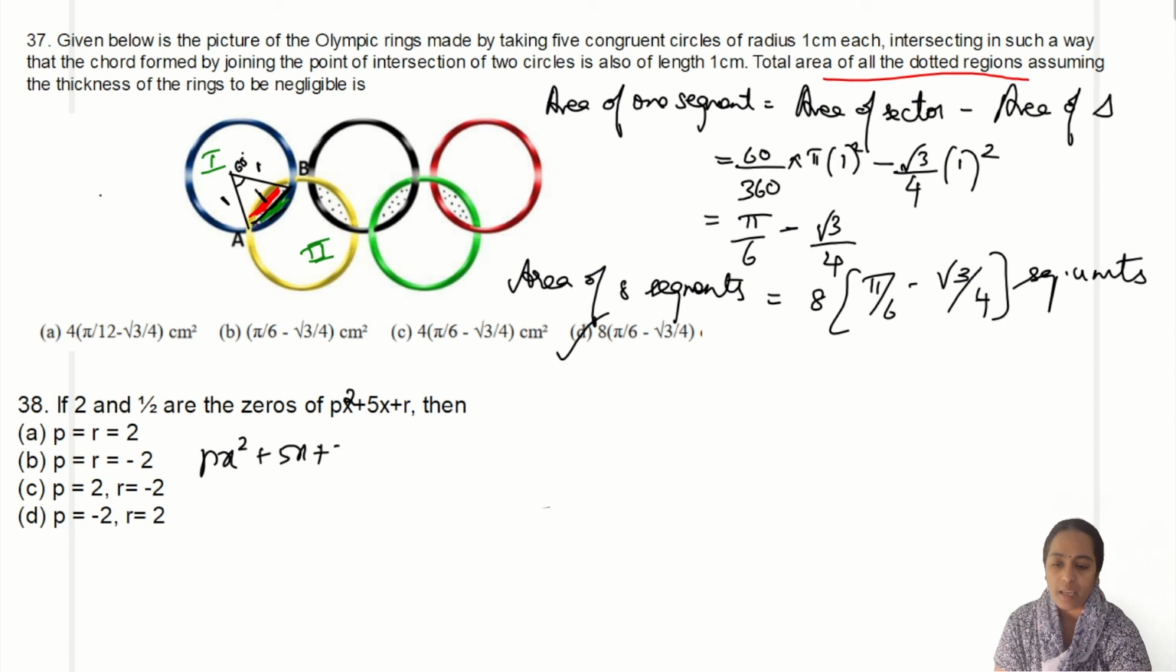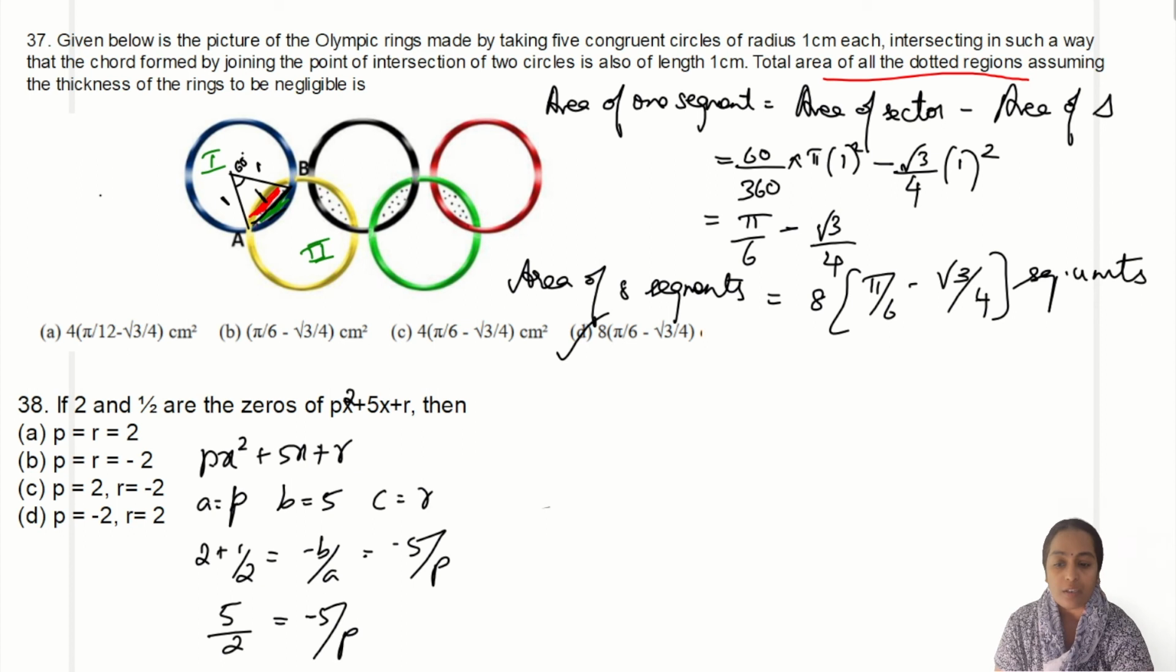So here a is p, children, b is 5, c is r. What is the sum of zeros? 2 plus half is minus b by a, which is minus 5 by p. So here 2 plus half is 2 and a half, which is 5 by 2. 5 by 2 is minus 5 by p.